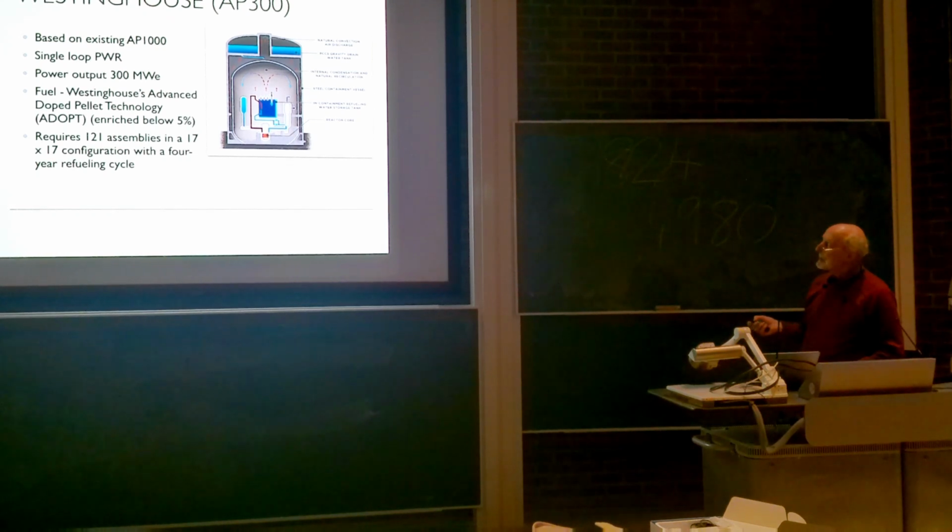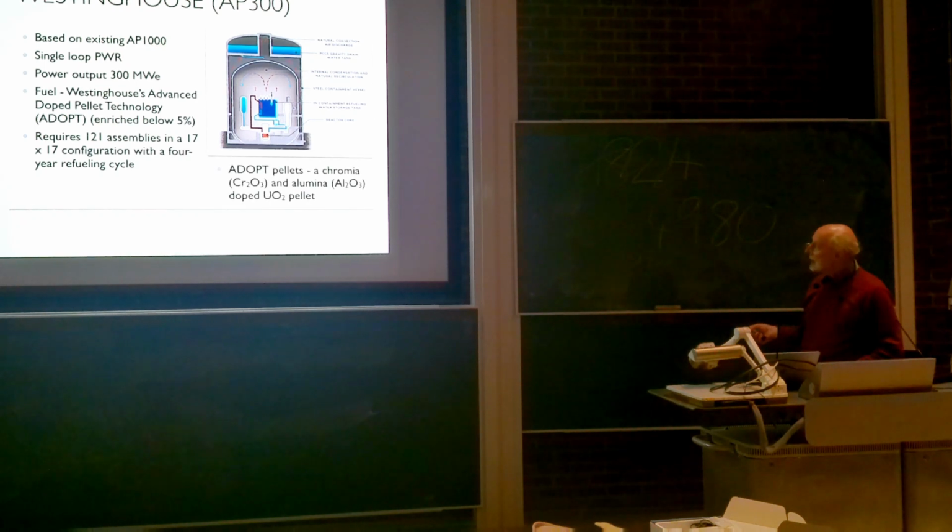Again, because they have, I guess, this technology for their fuel on this system, they're adopting that for this system. And in fact, I think we can say it's described as pellets of chromia and alumina doped uranium oxide pellets. But I think the main point is that it's something that's already in use and so should be lower risk. It says that it requires a lot of these assemblies and there's a 4-year recycling system.